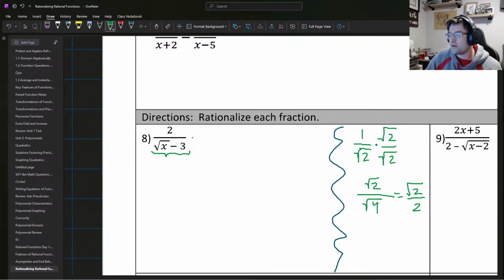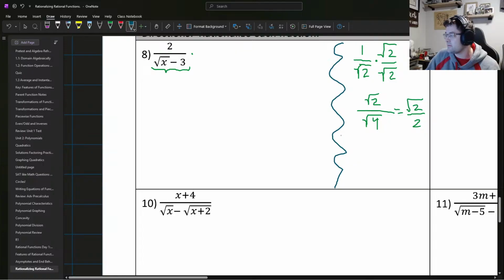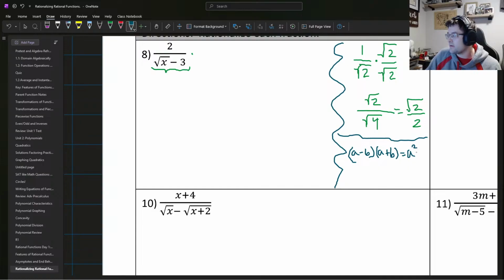We are multiplying by a conjugate to undo this square root x minus 3. And I'll put some info over here as well. So remember, when you have a conjugate, a minus b, well, that in itself is not a conjugate, but the conjugate to a minus b is a plus b. When these are multiplied, we get a difference of squares.